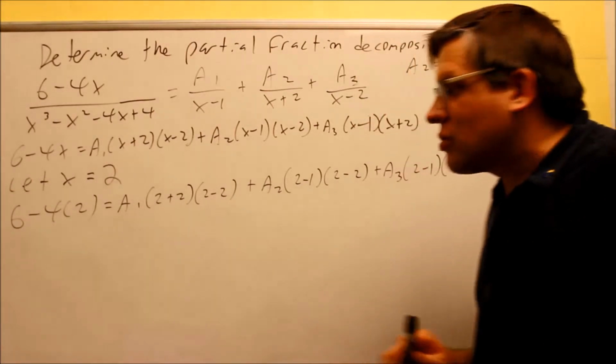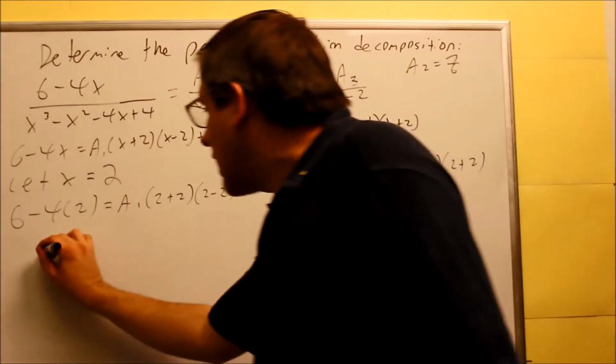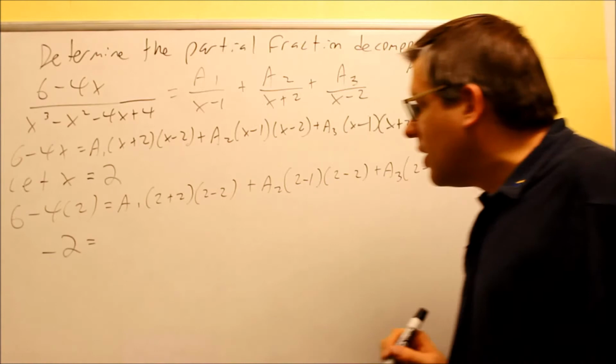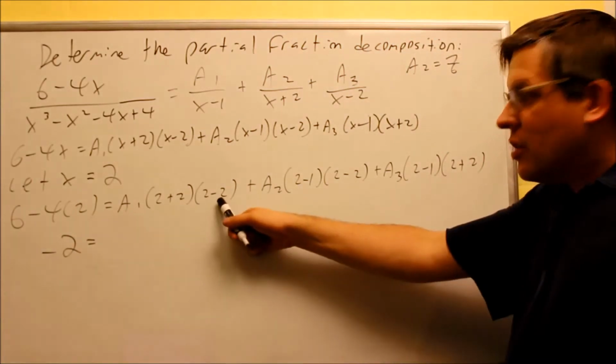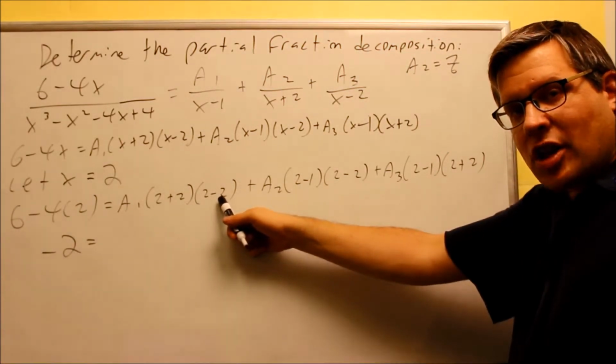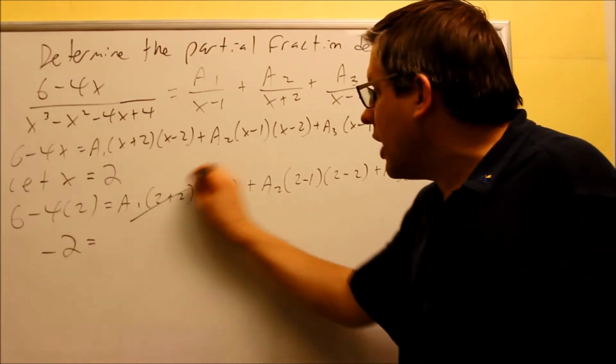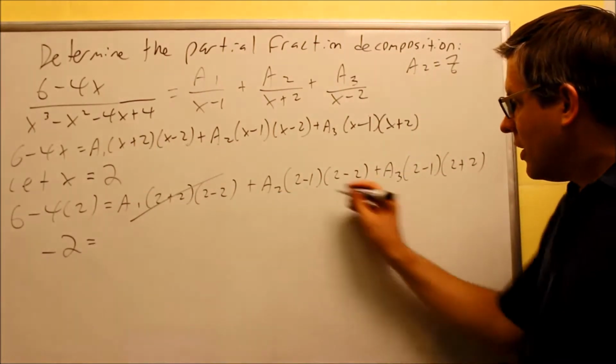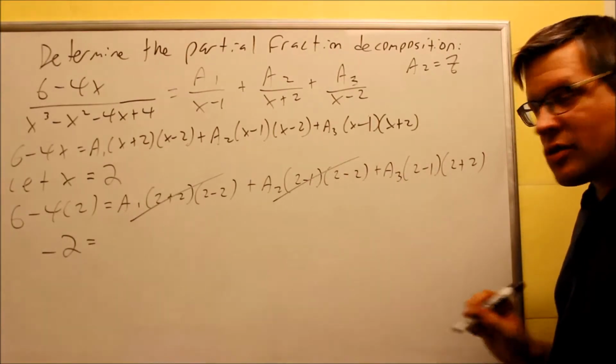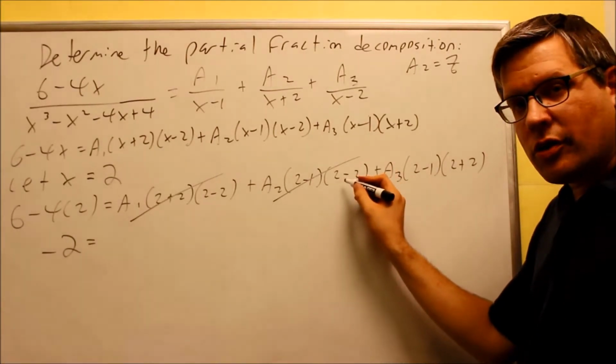This time I have 6 minus 8. That's going to give us -2 here. Every place I see 2 minus 2, I know that part's going to give me a 0, and 0 times anything is 0. So this whole term with the A1 is all going to cancel out. This term with A2 is all going to cancel out also, because again I get another 0 there.